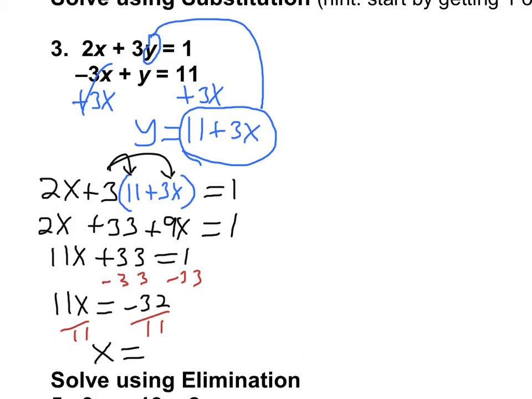And it doesn't come out evenly. So you can round to negative 2.9. That would be just fine. And so that's one of our answers.